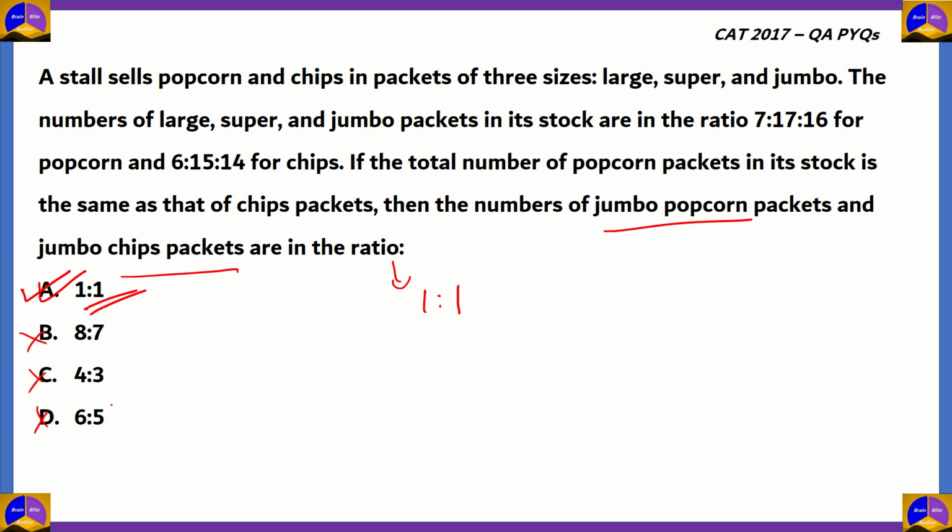8:7, 4:3, and 6:5 are all options that will not work. By using our method, since we know that the total number of popcorn packets is the same as the number of chips packets, we just had to equate them to a common non-zero constant. And using that, we can find the ratio between the number of jumbo popcorn packets and jumbo chips packets. And that gives us the answer 1:1.